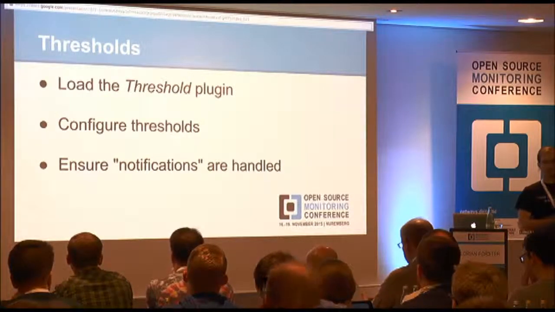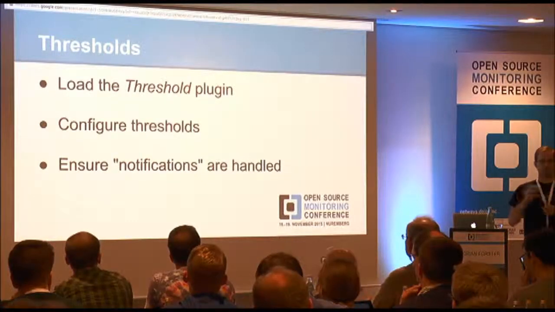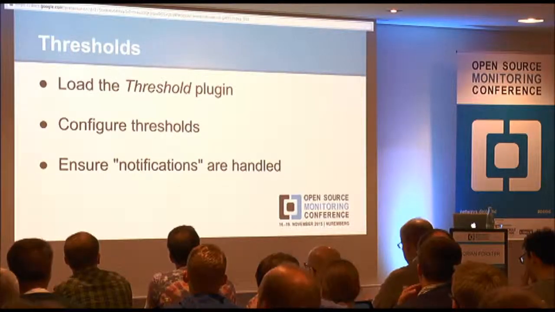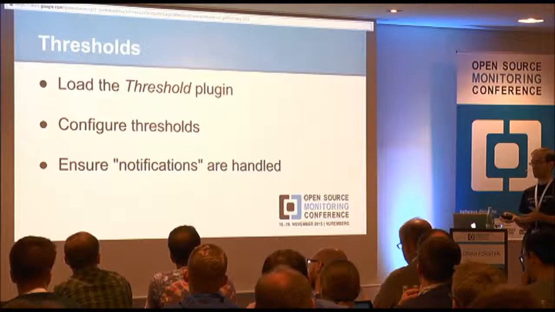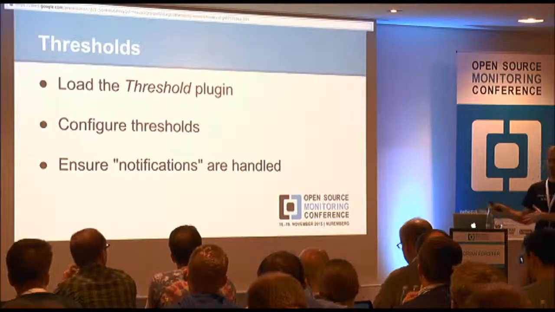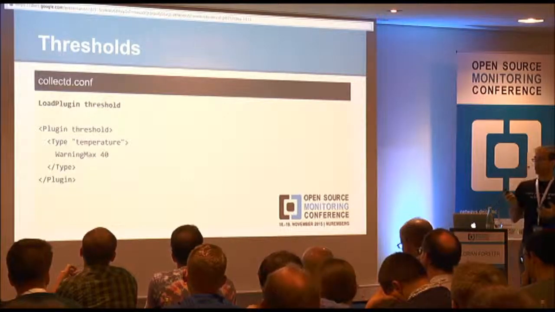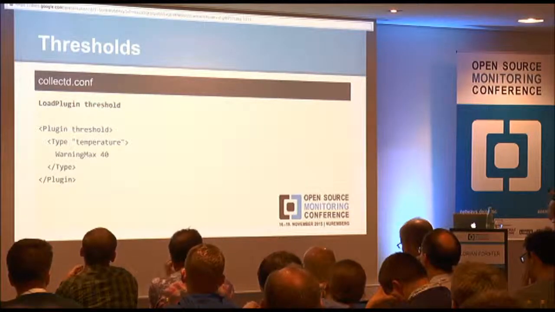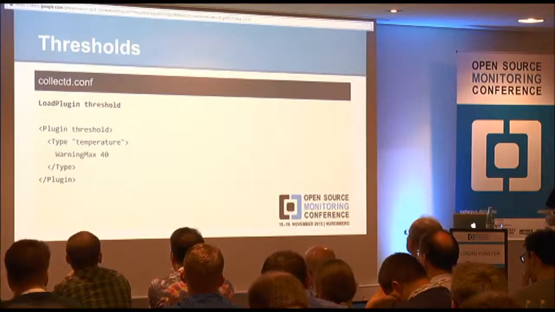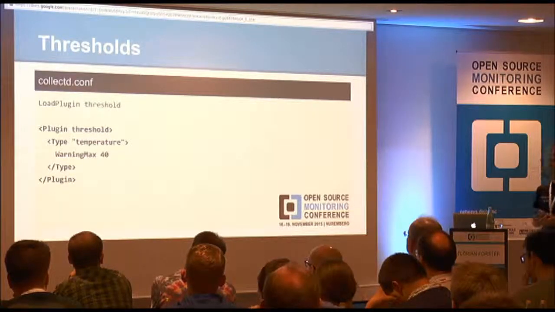What you have to do to use the threshold plugin is A, you have to load the plugin. You have to configure your thresholds. This is probably the bulk of the work you have to be doing to get this going. And then ensure that something meaningful happens with these generated notifications. That's going to be the third part of this talk about alarms or alerting. So to load the plugin, all you have to do is add this load plugin line to the configuration, and afterwards you have to configure the actual thresholds.